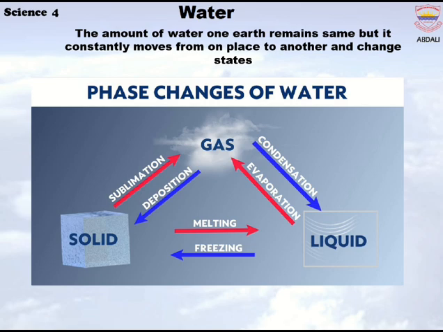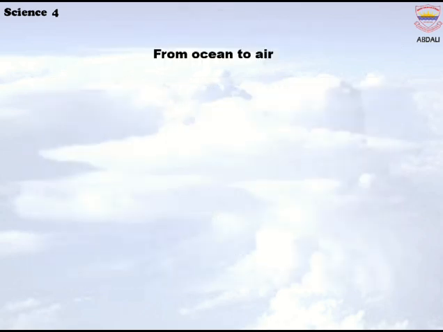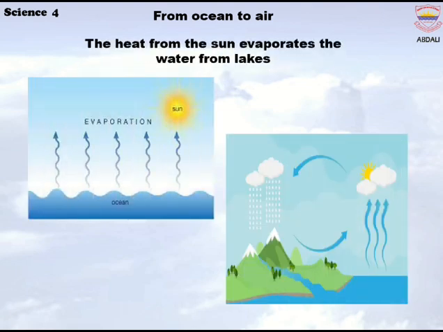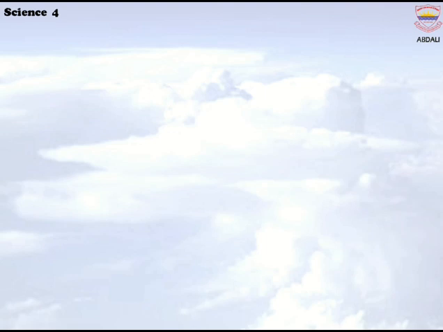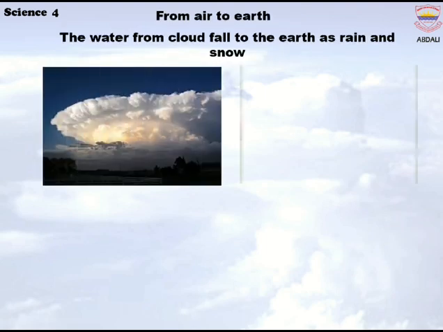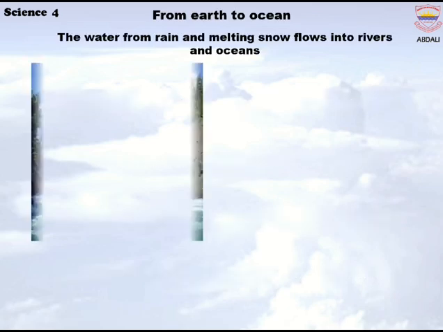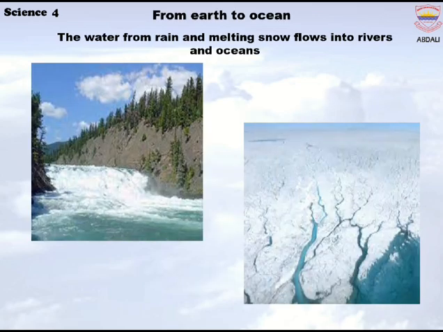From ocean to air. The heat from the sun evaporates the water from lakes. From air to earth. The water from clouds falls to the earth as rain and snow. From earth to ocean. The water from rain and melting snow flows into rivers and oceans.